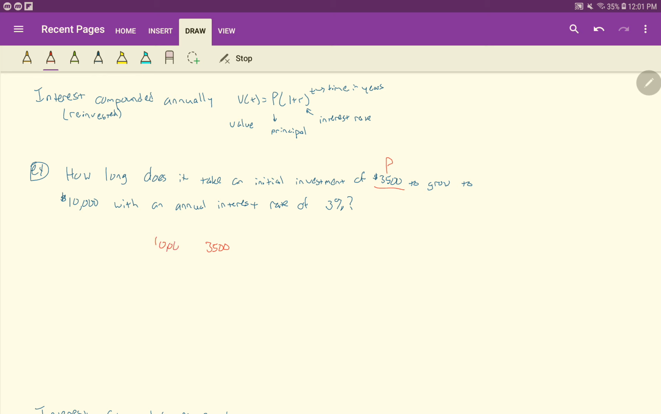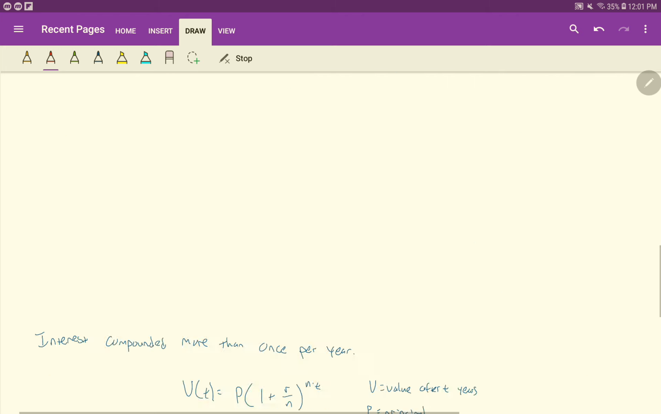So we don't know, when is this going to be $10,000 if we have an annual interest rate of 3%? So 1 plus 0.03, because 3% is equal to, that's our R, and that's equal to 0.03 as a decimal, and then to the T. Okay, so now we want to solve this. Well, this is going to be hard for us to solve right now. We don't have a tool yet to help us get that variable.